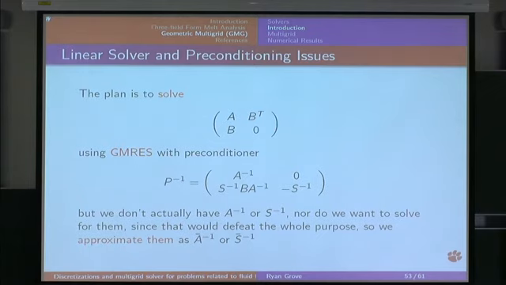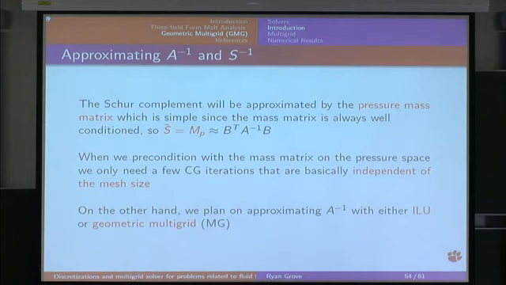All right, so let's talk about some linear solver and preconditioning issues. The plan is to solve A, B transpose, B 0 using GMRES with this preconditioner, but we don't actually have A inverse or S inverse, nor do we want to solve for them. That would defeat the whole purpose. It'd be really expensive to do. So we're just going to approximate them. And for the slides that we're going into, we're just going to say it's with a bar.